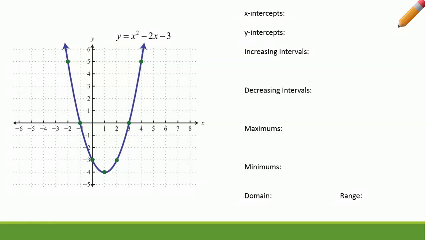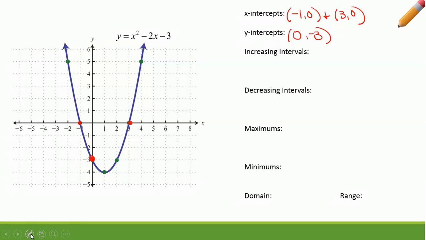Let's try one more problem. So our intercepts. Well, my x-intercepts: I've got one right there and one right there. So I've got (-1, 0) and (3, 0). What about my y-intercept? Well, I've got one right here at (0, -3), it looks like. Perfect. What about increasing and decreasing?